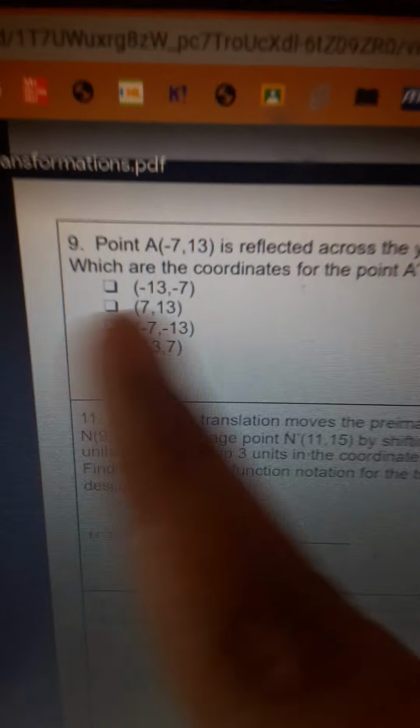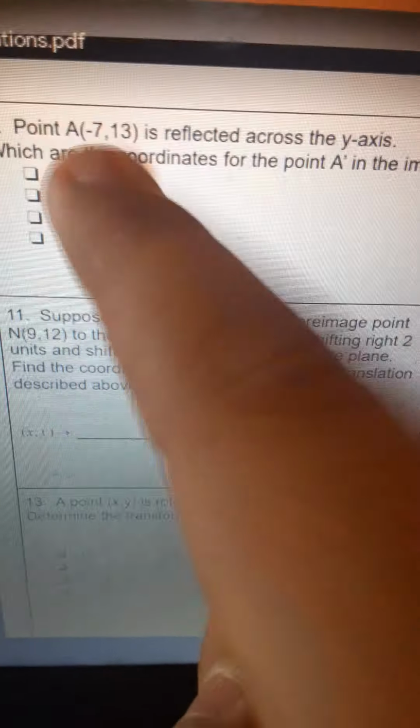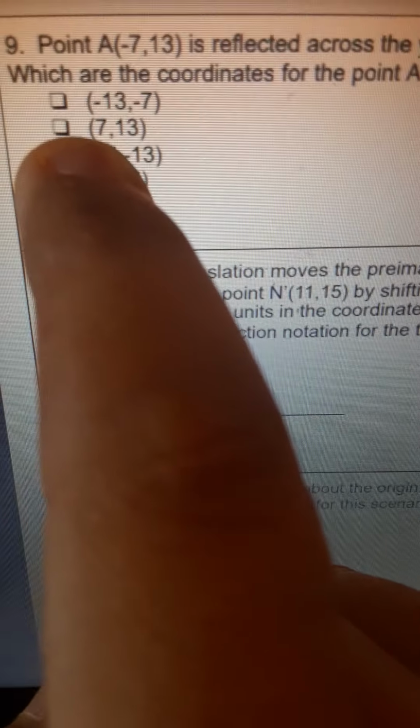This one's basically just saying, take this coordinate and reflect it across the y-axis, so y stays the same and x changes. So 7, 13, because x changed from negative to positive and 13 stayed the same. So 7, 13.